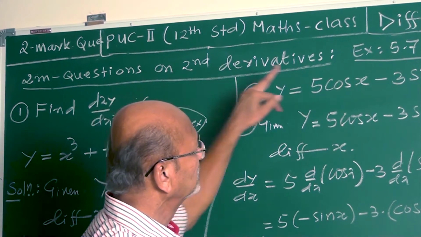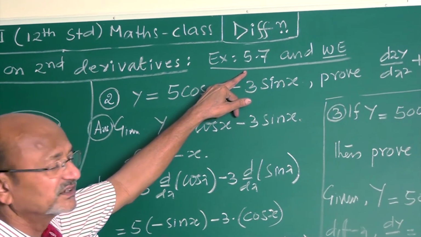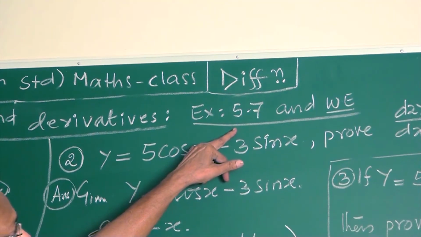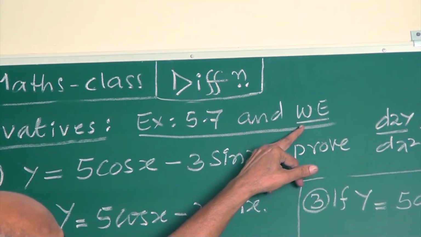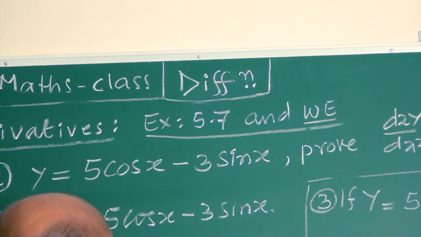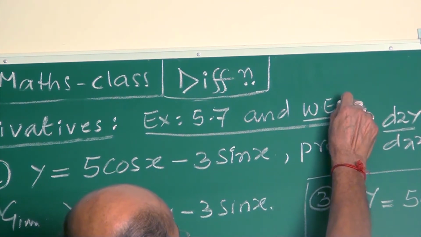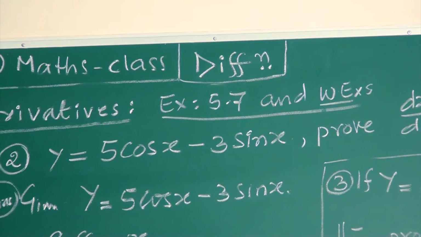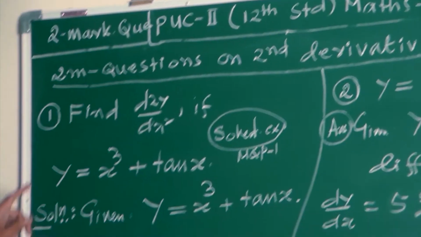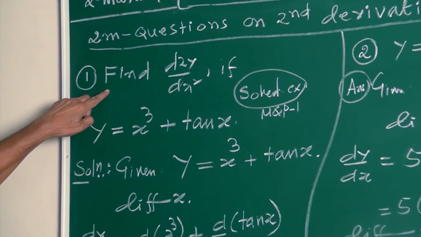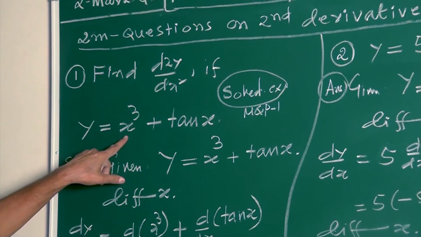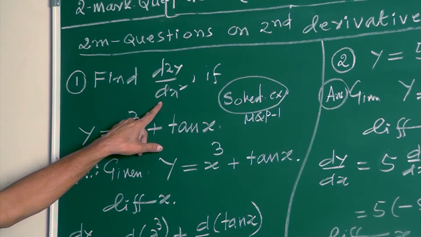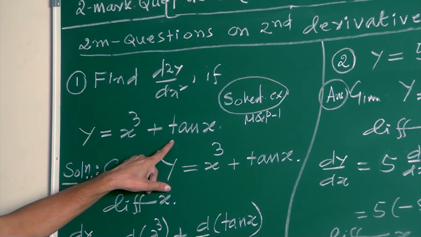2 mark questions. These are examples from exercise 5.7 and worked examples, my friends. These are worked examples in that chapter. This is the first example: find d2y by dx2 if y equals x cube plus tan x. Find the second derivative of y with respect to x if y equals x cube plus tan x.